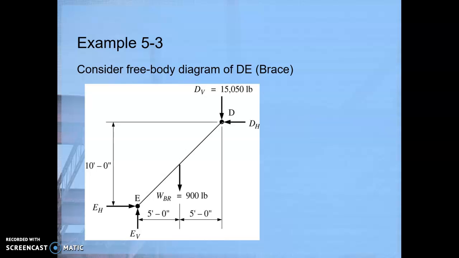So what we have going on here is we have pin D at one end and pin E at the other, and we have the weight of the brace. Now we were told that the weight of the brace is 900 pounds coming down, and that's at the midpoint of the brace, which had a horizontal distance of 10. So it's 5 feet over from joint E, 5 feet over as well from joint D.